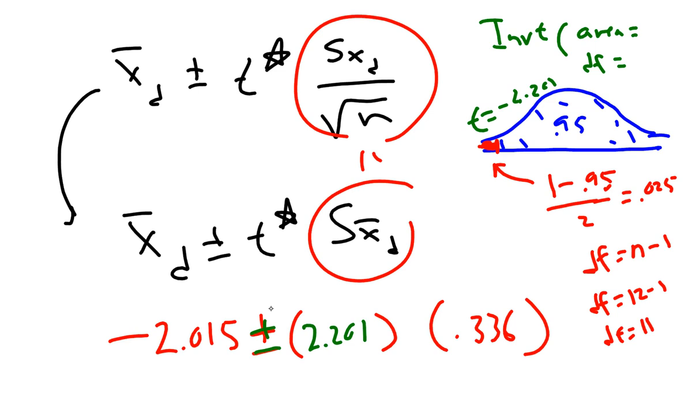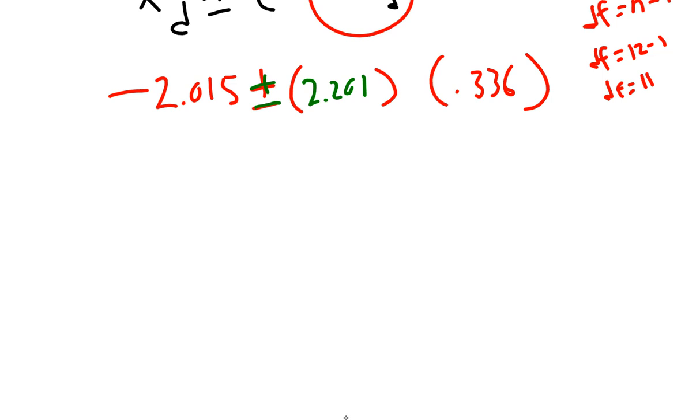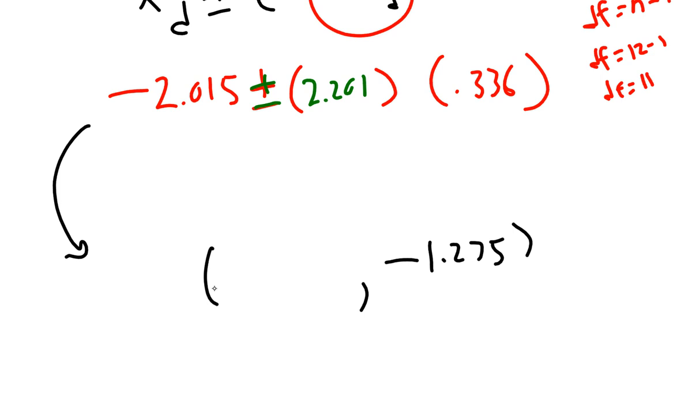All right, so now that we've done that, we're actually ready to compute our confidence interval, or in this case, our 95% confidence interval. So if we do negative 2.015 plus 2.201 times 0.336, we end up getting an upper bound of negative 1.275. And then if we do the minus version of that, then we end up getting negative 2.75.